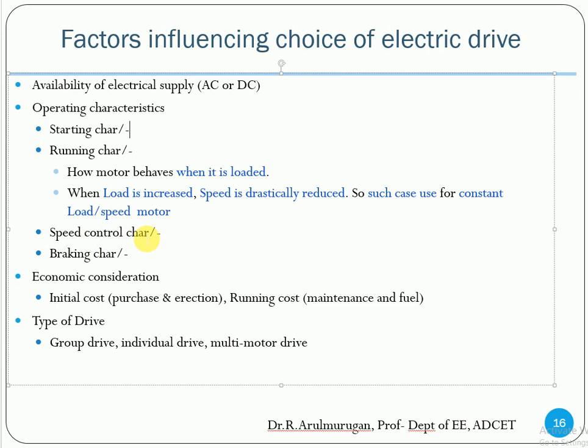The next one is the speed control characteristics. You will look at speed control when you apply either the armature control method or the field control method. Then the braking characteristics, which you will look at in the drive systems. Based on your requirement, you will select the group drive, individual drive, or multi-motor drive systems.